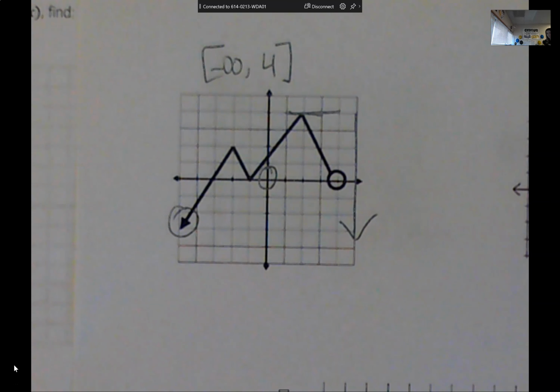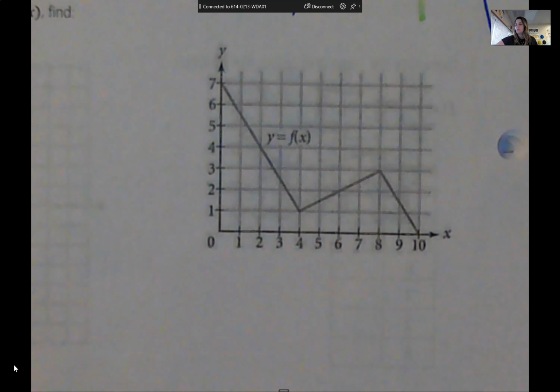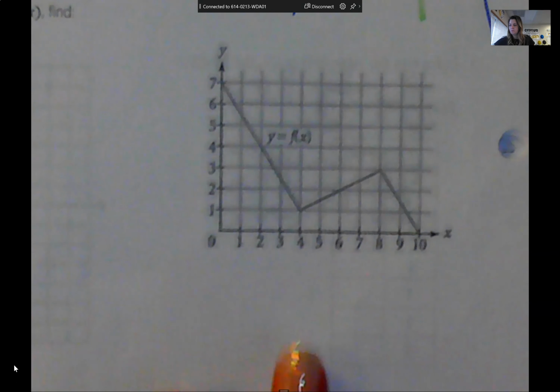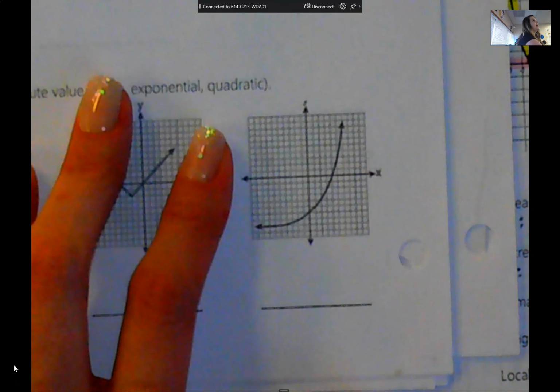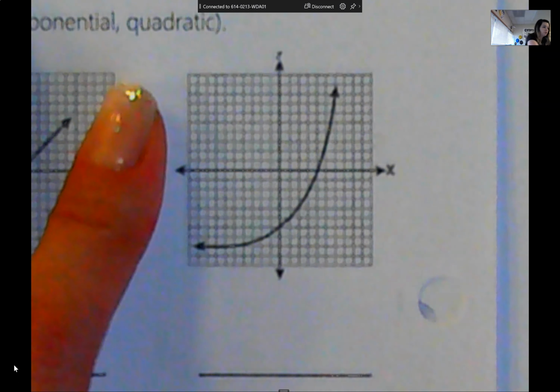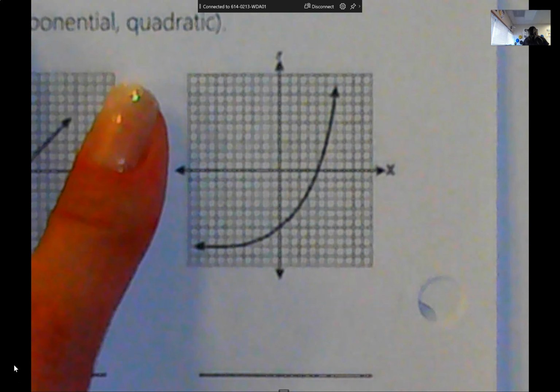Okay, show me. 2. Great. Maybe just one more. Does this graph have any constant intervals? Does that graph have any constant intervals?